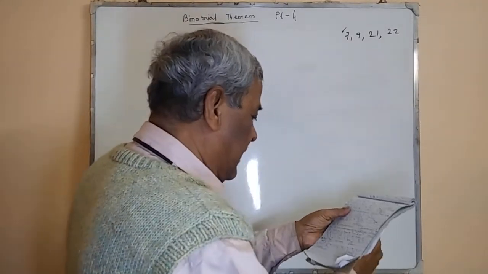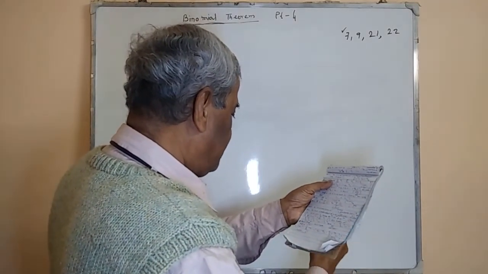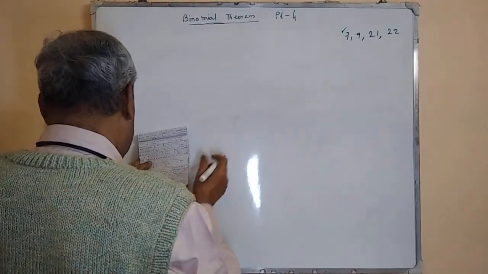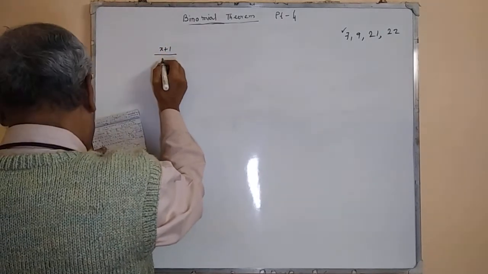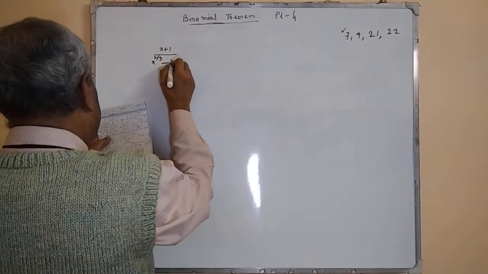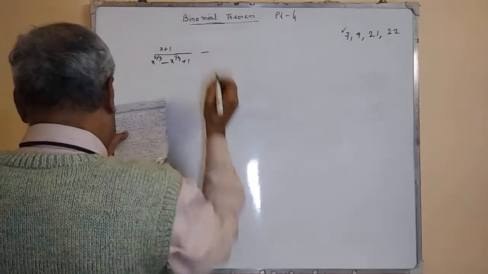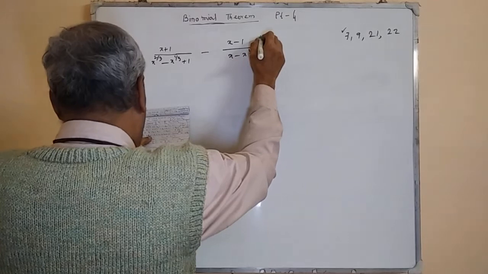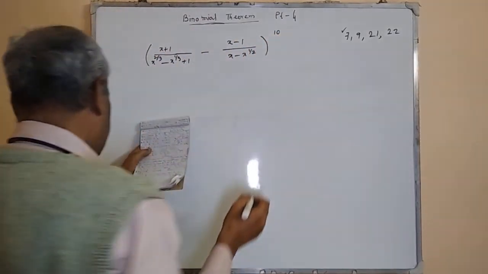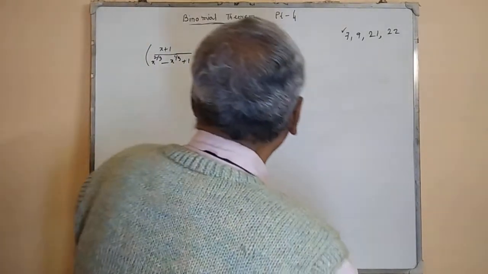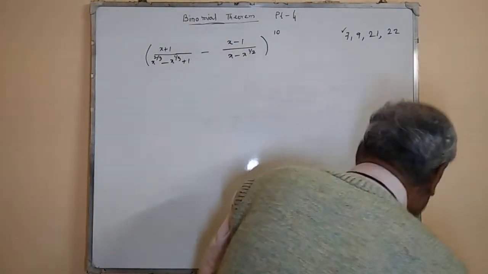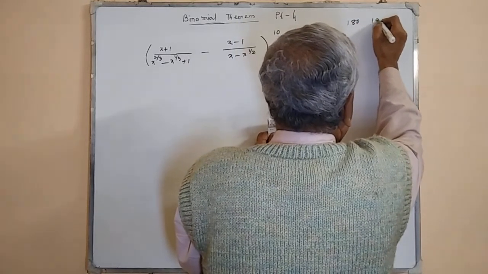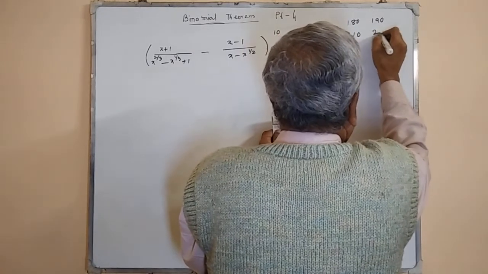So next problem. The term independent of x in (x plus 1 by x to the power 2 by 3 minus x to the power 1 by 3 plus 1 minus x minus 1 by x minus x to the power half) whole to the power 10, in that binomial expansion, the independent term of x is. Options are 180, 190, 210 and 220.